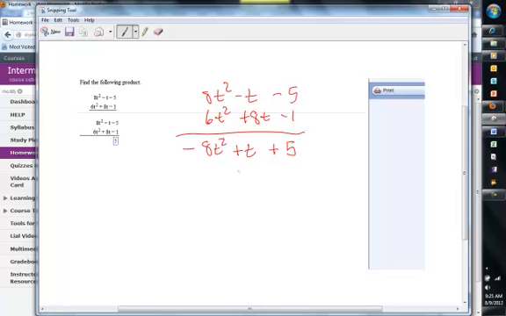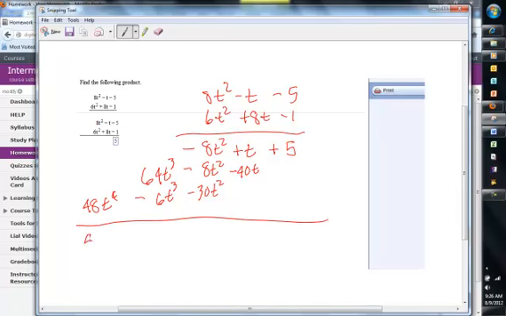8t times negative 5 is negative 40t. 8t times negative t is negative 8t squared. 8t times 8t squared is 64t cubed. 6t squared times negative 5 is negative 30t squared. 6t squared times negative t is negative 6t cubed. 6t squared times 8t squared is 48t to the fourth.